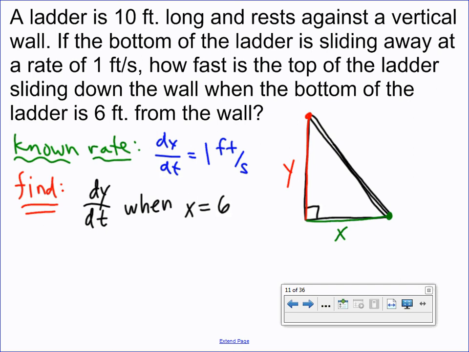Evie, let's go ahead and label that with a constant because the ladder length does not change over the course of the problem. Good job. So because the ladder length stays constant at 10 feet throughout the duration of the entire problem, we can label it with a constant. Let's limit the number of variables to only those quantities that are changing. Nice job. So what formula relates x, y, and 10? Anna?